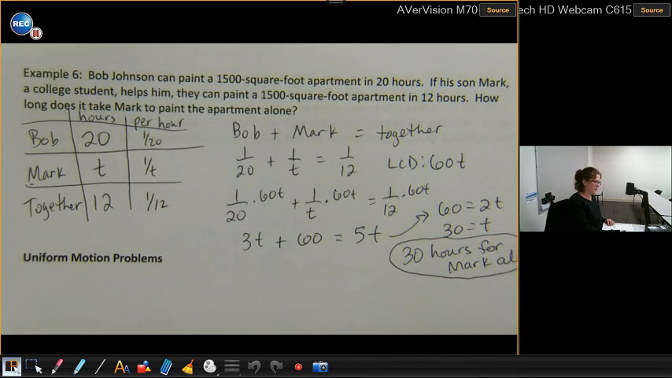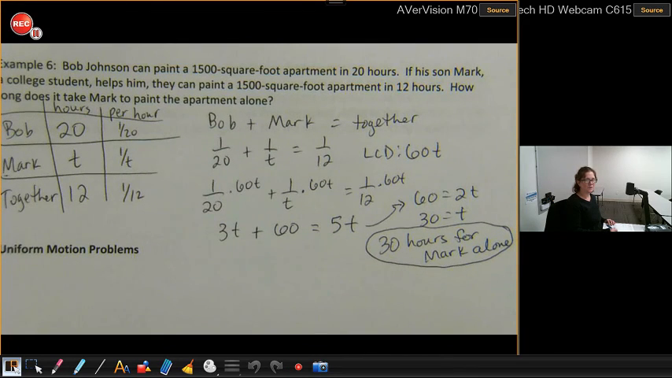And section 7.8 is a long section. So we're going to split this one up. This is the end of part 2.